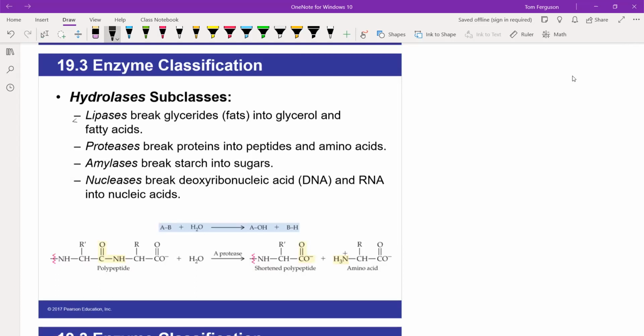Lipase is the enzyme that breaks down fats. It saponifies fats down to glycerol and fatty acids. Proteases break up proteins. They hydrolyze the peptide bonds, which is an amide bond, to amino acids. And then nucleases break up the DNA and RNA nucleic acids, which is esters. Actually, phosphoric esters.